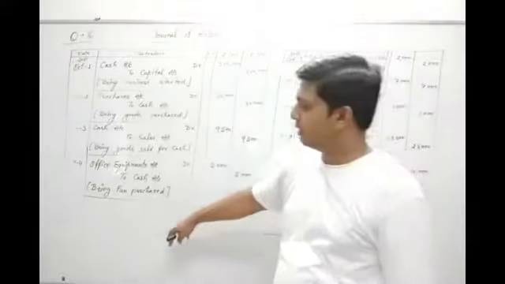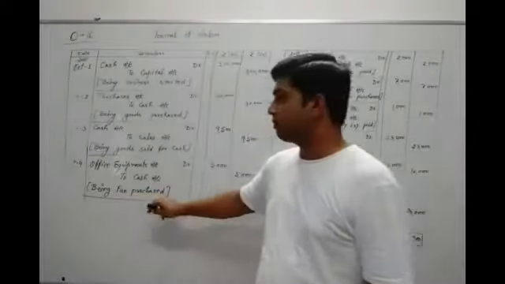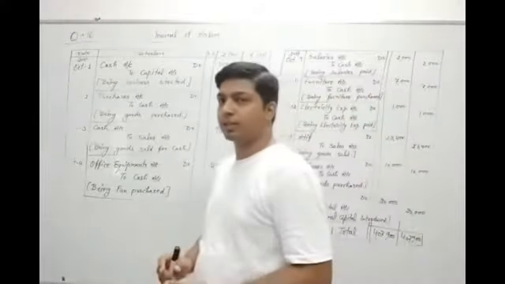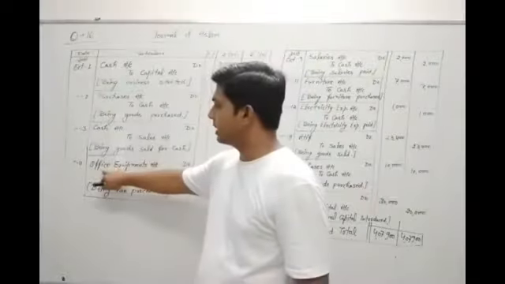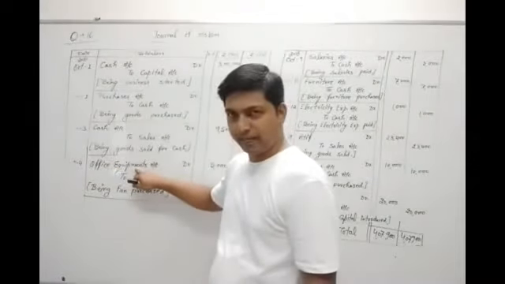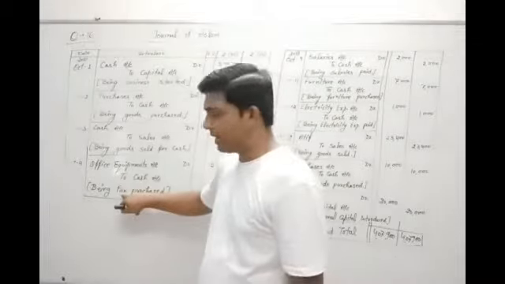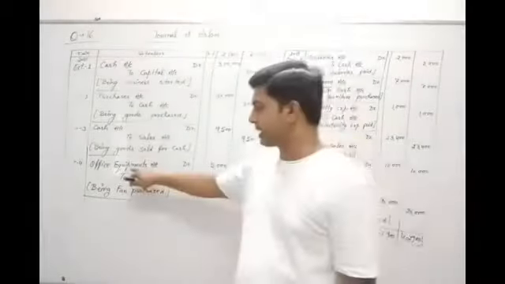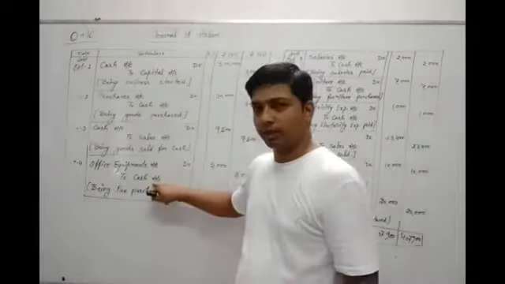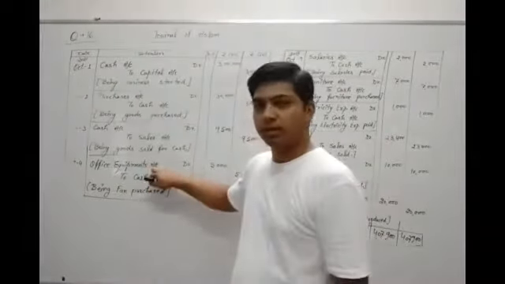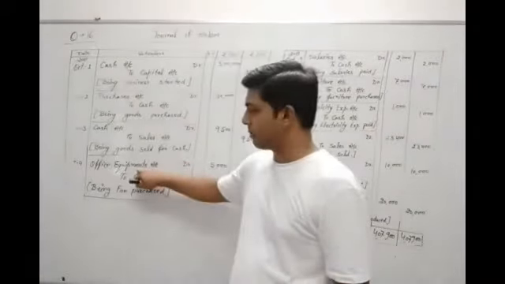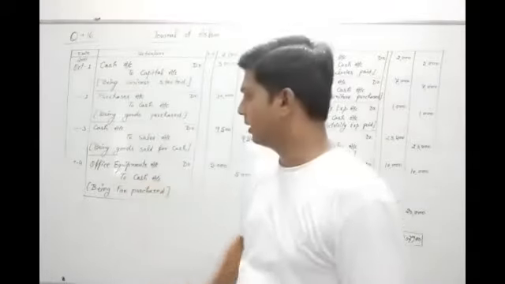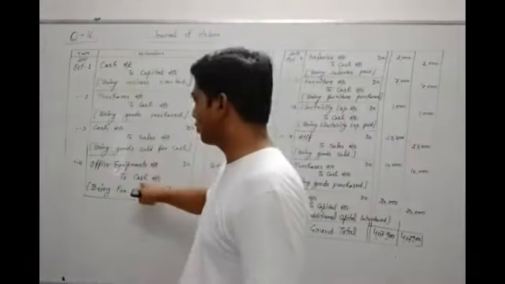Next entry, the transaction was a fan purchased for office. Whenever any article is being purchased for office purpose, that would be considered office equipment. Therefore, the word fan is not used; the word office equipment is used. So, office equipment account debit to cash account. The rule is the same. What comes in business? Office equipment. Therefore, it is debited. What goes out of business? Cash. That's why it is credited.